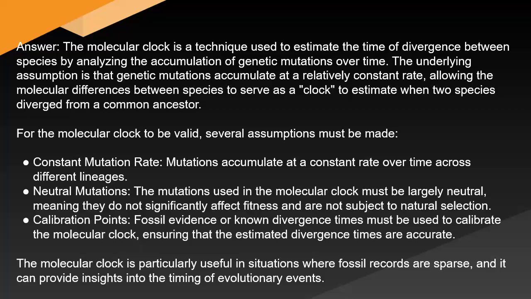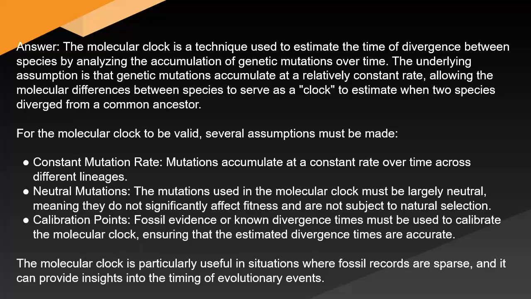For the molecular clock to be valid, several assumptions must be made. Constant mutation rate: mutations accumulate at a constant rate over time across different lineages. Neutral mutations: the mutations used in the molecular clock must be largely neutral, meaning they do not significantly affect fitness and are not subject to natural selection.